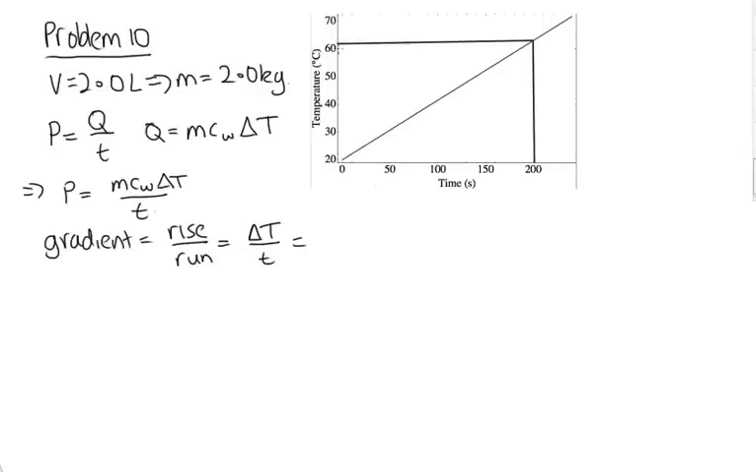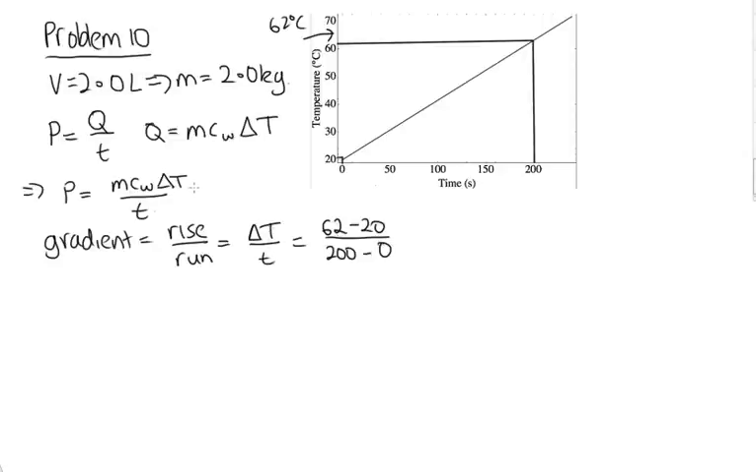So we've got that's at 62 degrees C there. So the change in temperature, we're going up from 20 to 62. So that's the final temperature 62 minus the initial temperature 20 over the change in time. The final time's 200 seconds and the initial time is 0. So that's our change in temperature over time.